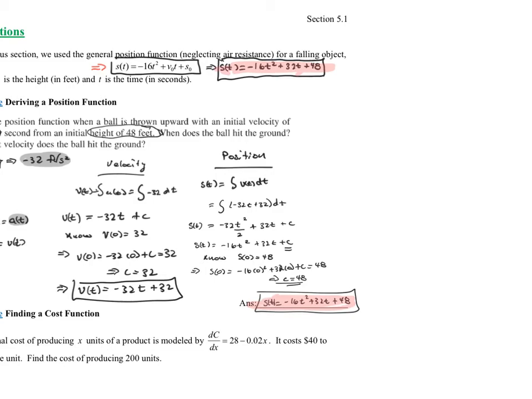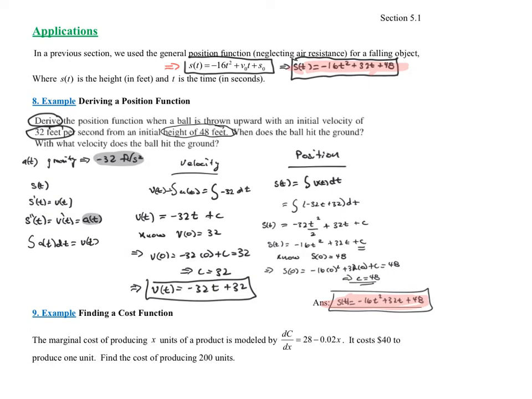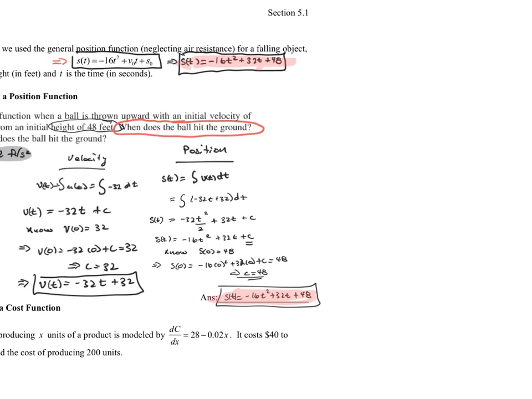So now let's go back and reread the problem and make sure we're actually solving the problem. It says, first question, when does the ball hit the ground? Well, that means that my height, or my position, has to equal 0. So what I'm looking at is, when is s of t equal to 0? Let's go ahead and solve that now that we know s of t. That would be negative 16t squared plus 32t plus 48. We set that equal to 0. We need to solve this quadratic equation.